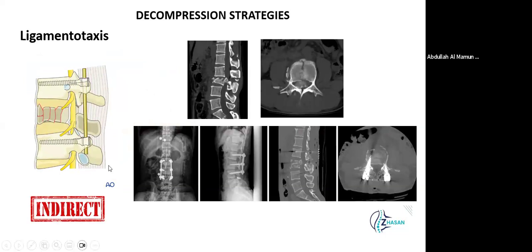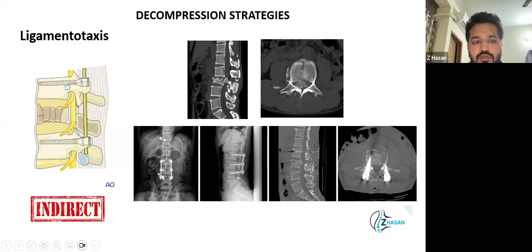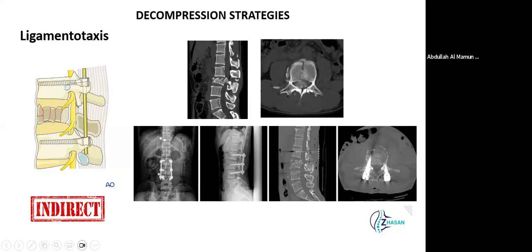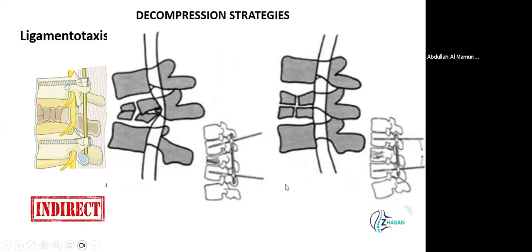You can see here the incomplete indirect decompression. Here we put screws and rods and distract it. Then the ligament causes the bones to go back to their normal position. As you can see here in the CT, the retropulsed fragment within the canal causes almost complete occlusion of the spinal canal. But after indirect decompression, it almost goes back to normal position. It actually works like this: you put the rod, and you distract it, and it goes back to the normal position.